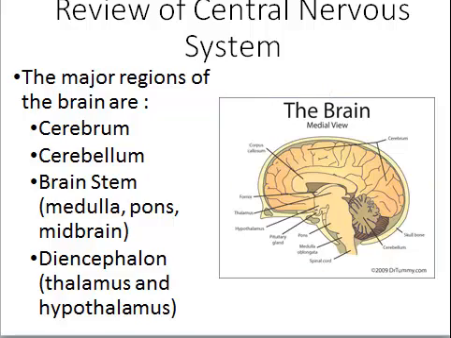And an important structure, just a little FYI, that contains nuclei involved in the regulation of sleep is actually our pons. So those are the areas of our brain: our cerebrum, our cerebellum, our brainstem, and our diencephalon.